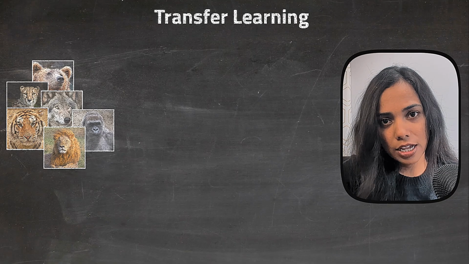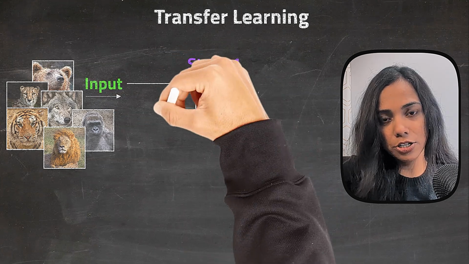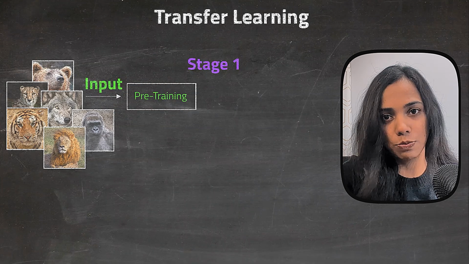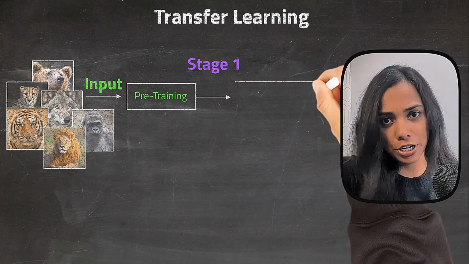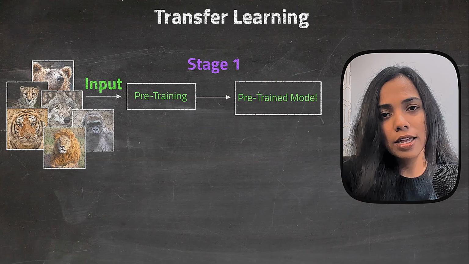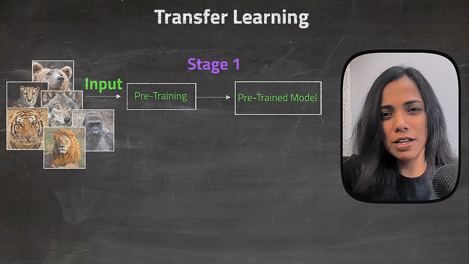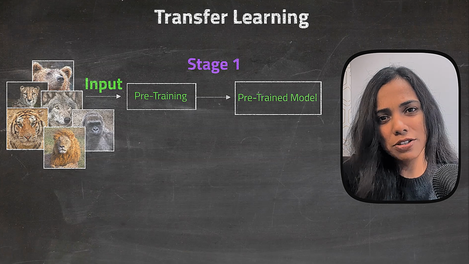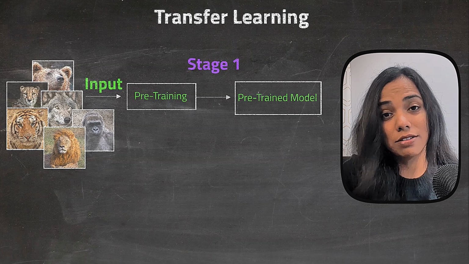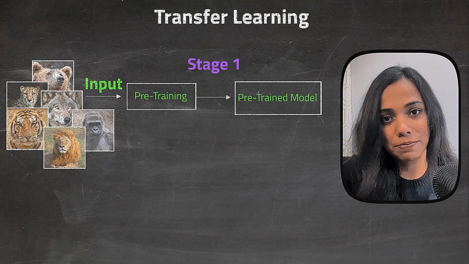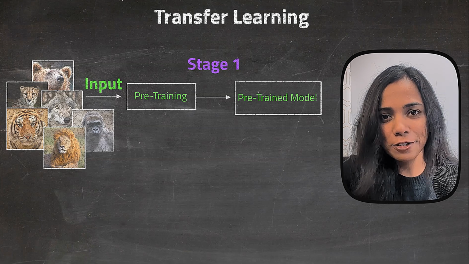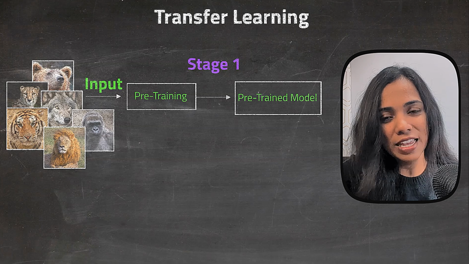So, the core idea of transfer learning has roughly three stages. The first stage is the pre-training stage, where you essentially take a large model and a huge dataset, something generic, which could have, for example, millions of images, or in case of natural language, billions of words, and then you train it on something generic. So that's the pre-training stage.